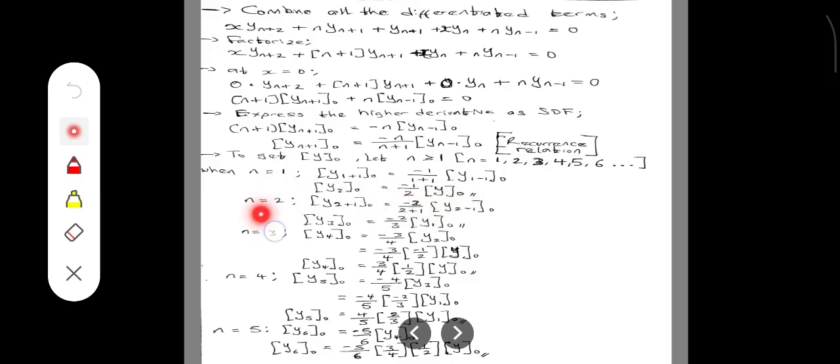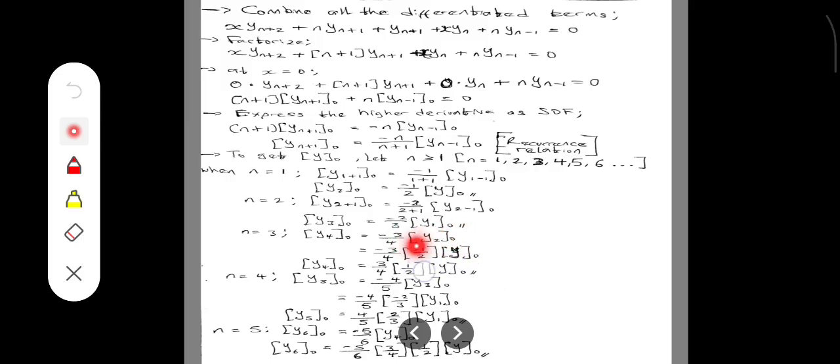Now for n equal to 2, we have y subscript 2 plus 1 of 0 equals minus 2 over 3 multiplied by y subscript 2 minus 1 of 0. That gives us y subscript 3 of 0 equals what? Minus 2 over 3 multiplied by y subscript 1 of 0. For the next term, when n is equal to 3, we have y subscript 4 of 0 equals minus 3 over 4 multiplied by y subscript 2 of 0.